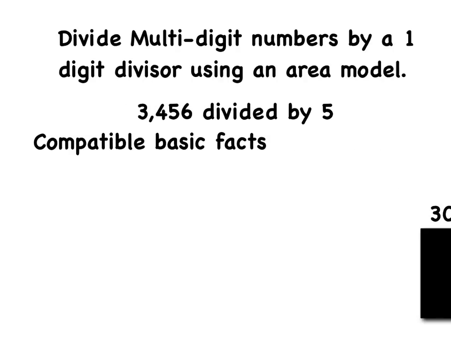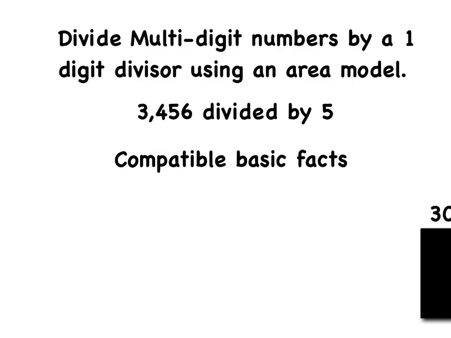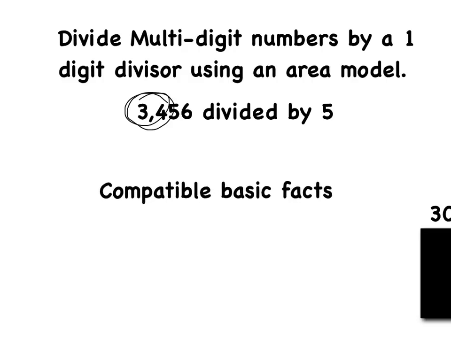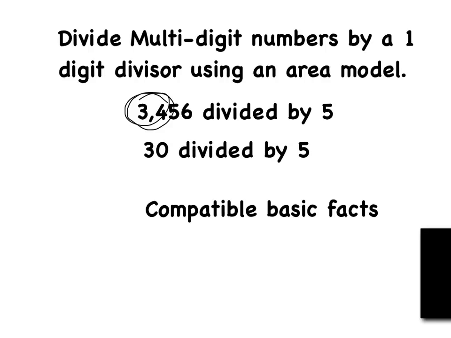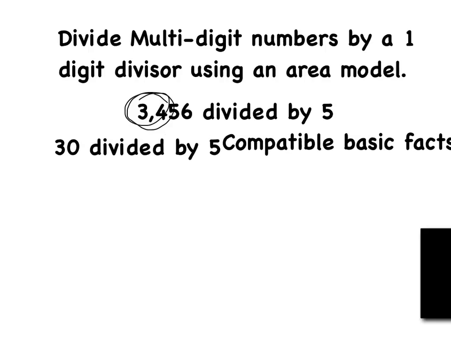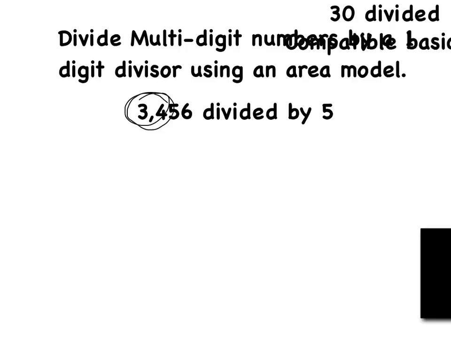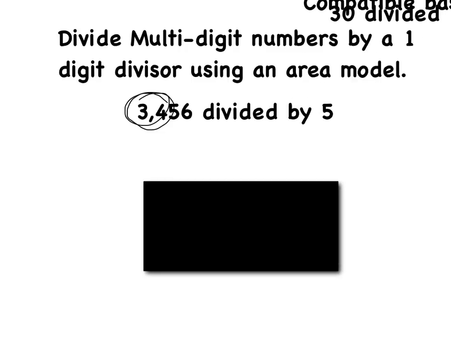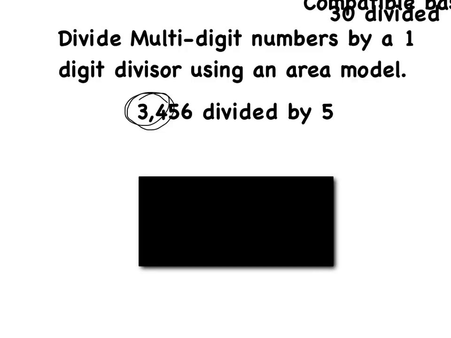Well, if you were to look at this number, the very first compatible basic fact that you could see is going to be right here, right around 34. That's going to help us get to our answer. So, a compatible basic fact that can help us would be 30 divided by 5. Now, we're going to take these ideas that we've already learned, and combine that with the area model that we learned in multiplication to help us solve this really big number.